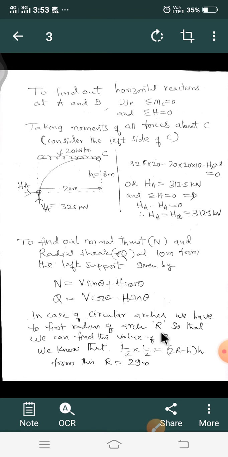So in case of circular arches, we have to find out the radius of the arch so that we can find the value of theta. Now using again the property of the circle, L by 2 into L by 2 is equal to (2R minus H) into H, which I have discussed in the beginning. So from this one you substitute the values of L and H. H is 8 meter, L is 40 meters. So you end up finding the value of R, which is 29 meter.